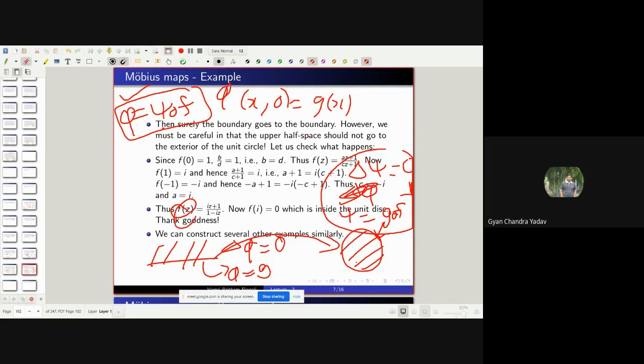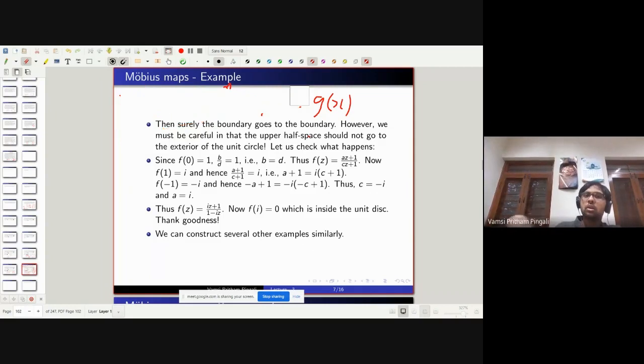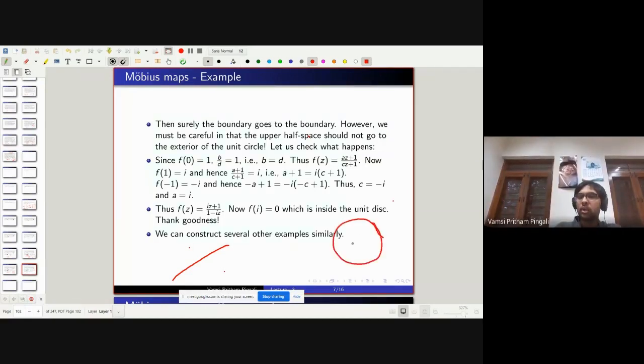Is there any precise definition for interior or exterior of a circle? Yeah, sure. In general, the precise definition is, let's only restrict to circles and straight lines. If you take a line, it divides the plane into two connected components. If you take a circle, it also divides it into two connected components. I claim that a Mobius map that takes this line to the circle will take one connected component to one of these components, and the other connected component to the other component. That is the precise statement.